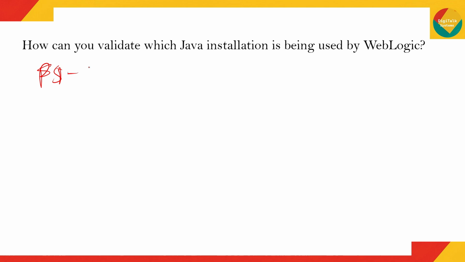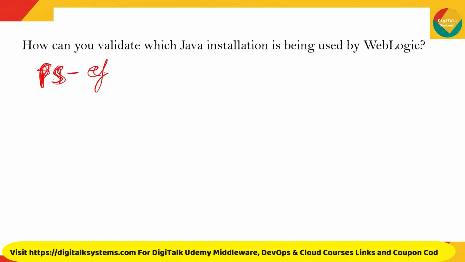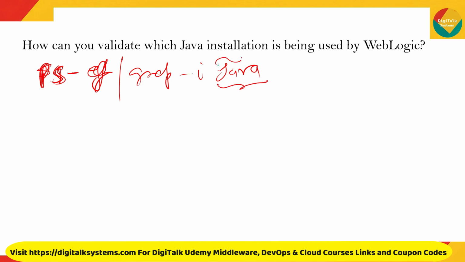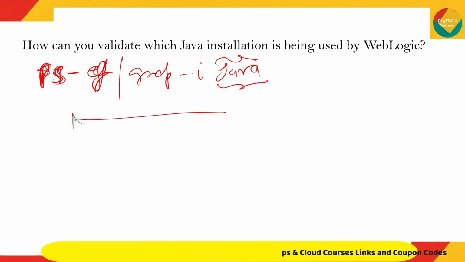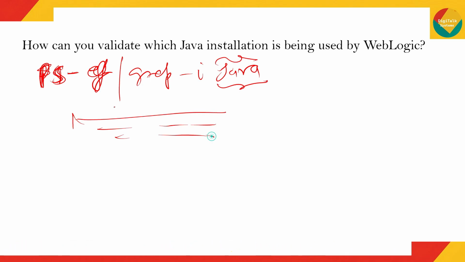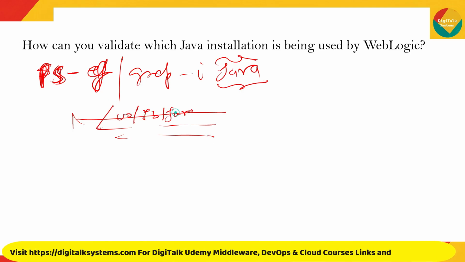You can run the ps -ef command, which is an OS level command in Unix, to check your processes, and you can grep -i java. This will list all the processes which are using Java. In that output, whatever you are seeing on the screen, you can check the path of your Java. Whatever Java is in use will be at the very beginning of the line, or you can say the very beginning of the process. It will be displayed here.